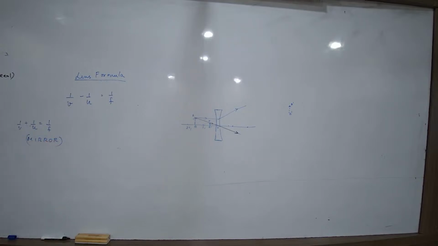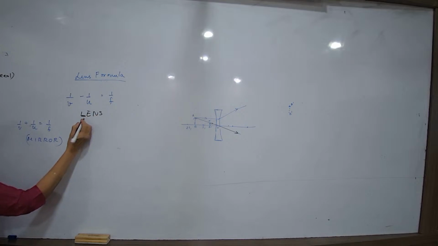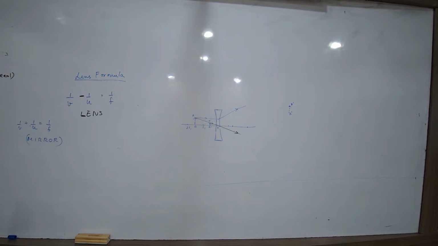I'll tell you a simple tip by which you can never forget it. Sign changing. Lens, L. There's only one line here, so it is a minus. For a mirror, there are so many lines, that's why it is a plus. You'll never forget it. How will you remember? L, negative is there. For mirror, therefore it is plus.